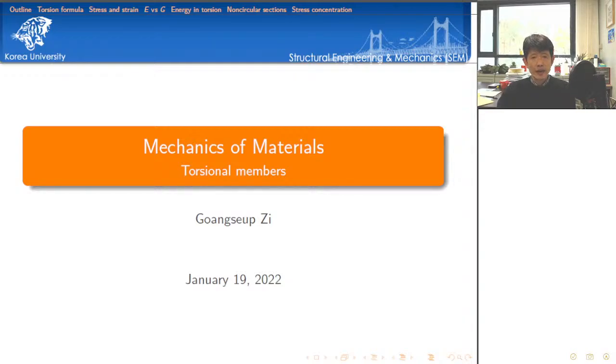Still, we are talking about the axial members, but the loading condition is a twisting moment. Last time we applied the load in the longitudinal direction, which we call in-plane loading. But today, we're going to apply the torsional moment, which means we'd like to twist the member under consideration. That's the subtitle of this lecture note: torsional members.